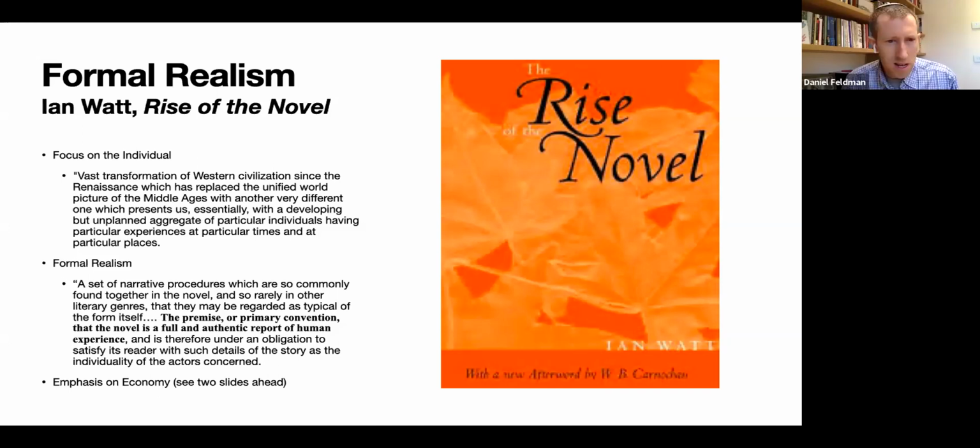To create that sense, it must offer readers such details of the story as the individuality of the actors is concerned. Characters have to be individuated, given backstories, given birth dates, later on, given a kind of appearance, dress, particular habits of behavior.